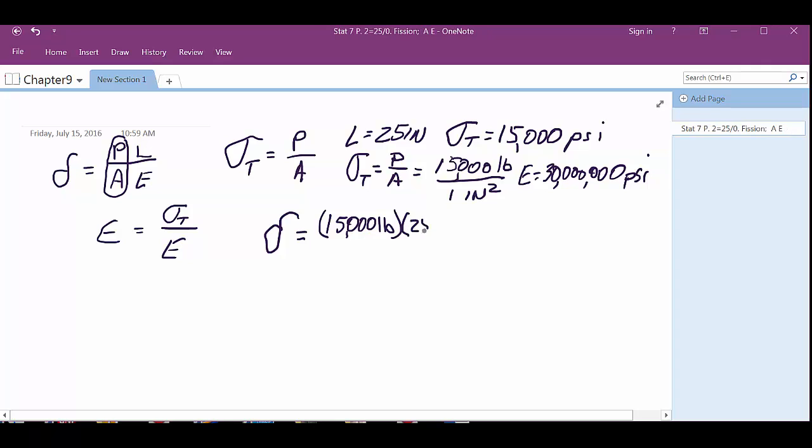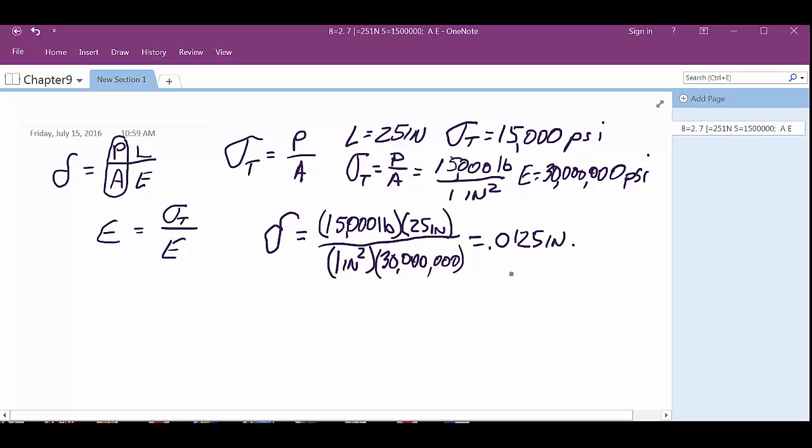times the length. We know is 25 inches divided by the area. Well, we're assuming that it's 1 square inch. So we assumed right here. Okay. Times the modulus, which is 30 million. We've got enough to figure out what the deformation is, don't we? And we end up with 0.0125 inches. Or very small amount, huh?